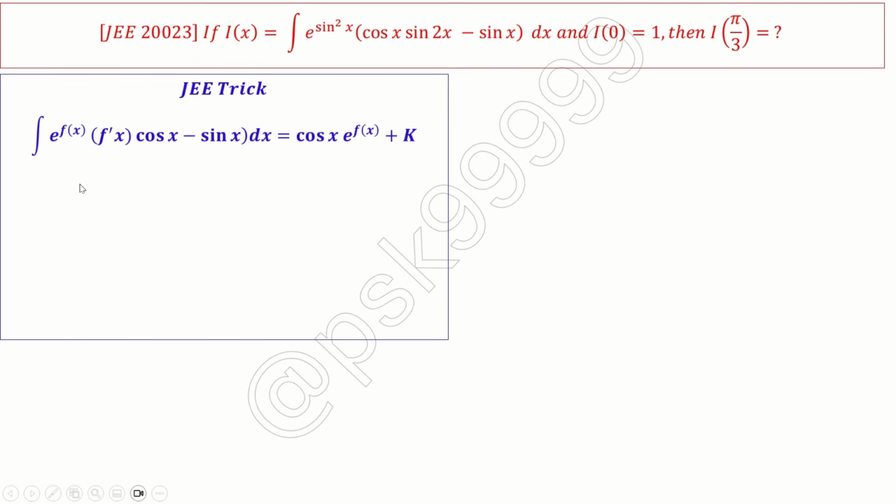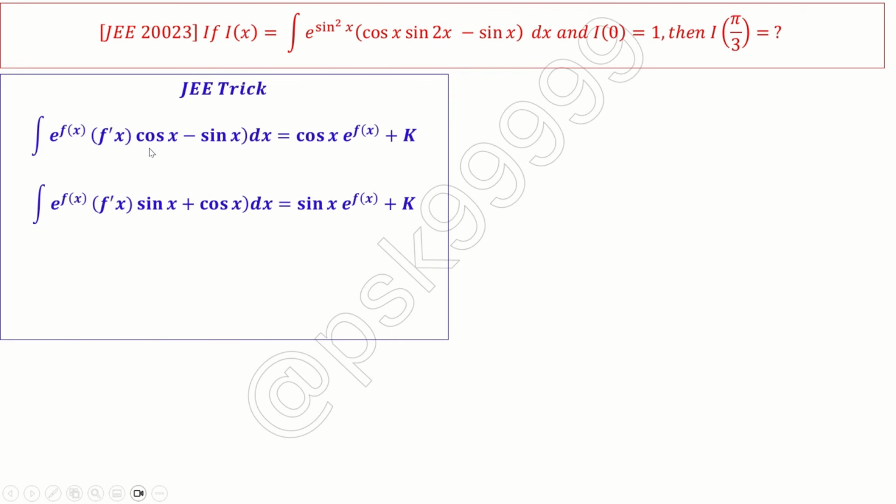So what are the things we should remember? It is e to the power of some expression, same thing here. Then this should be multiplied with f dash x into cos x. Sin square x differentiation is 2 sin x cos x, which is sin 2x. So you have f dash x into cos x minus sin x. Then this is nothing but cos x into e to the power of f of x plus constant.